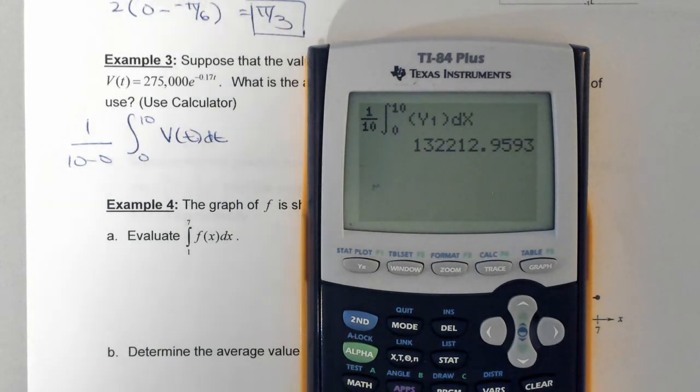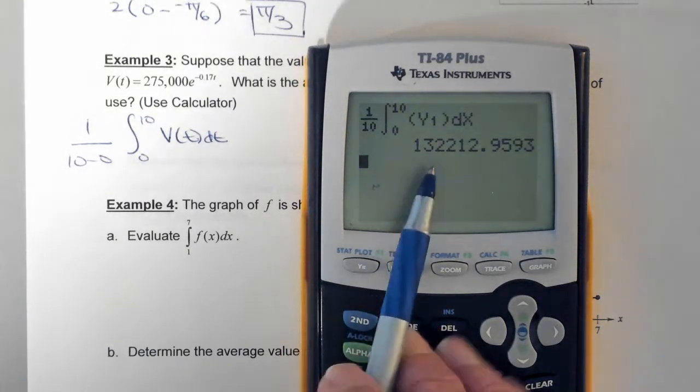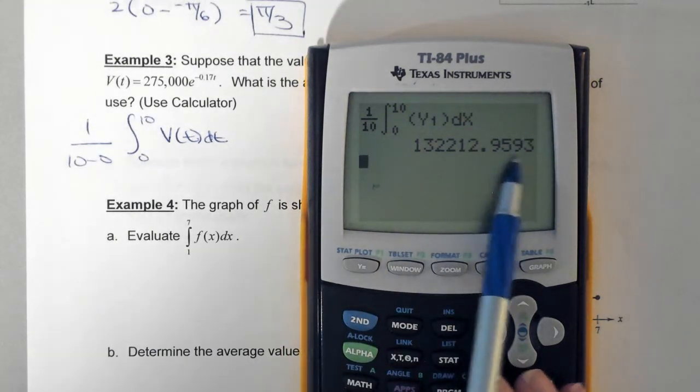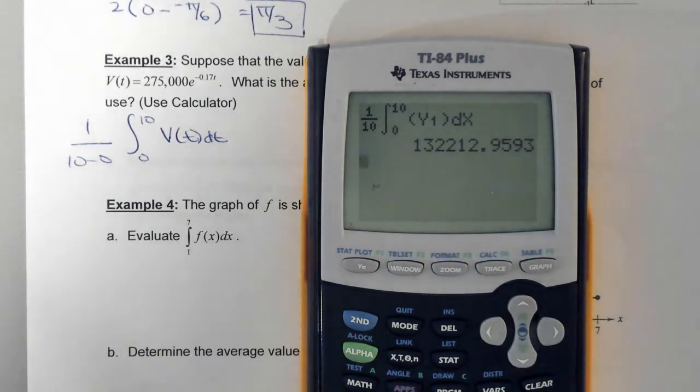Now, I bought this at $275,000. It is now, after 10 years, worth approximately $132,212.95. Does that make sense? Okay. If you get a bigger number, there's a mistake somewhere. So make sure your answer makes sense. So this is your answer. And also, folks, remember, this is money. Don't give me those four decimals. Okay, so make sure your answer makes sense. Okay, does anyone have any questions on that average value problem?